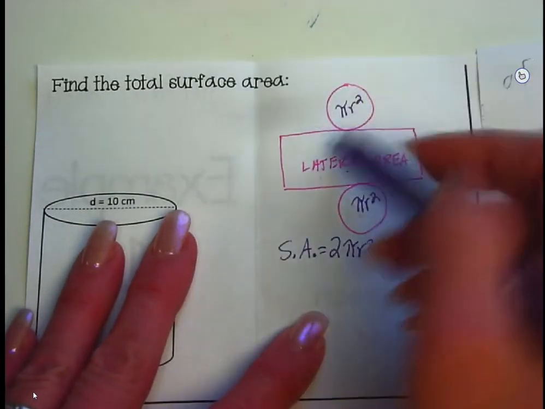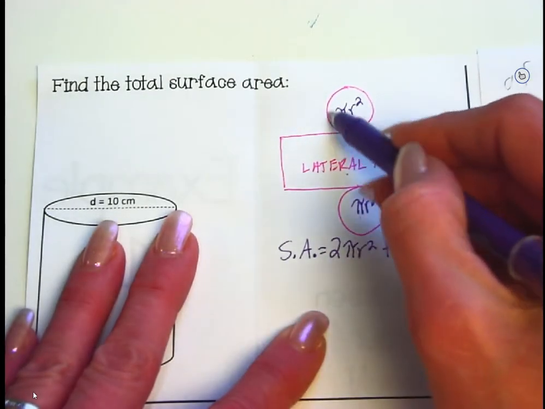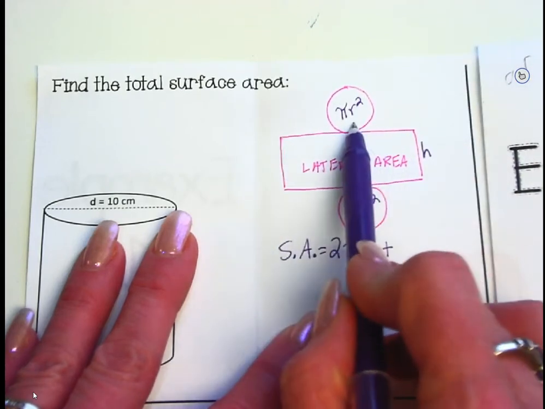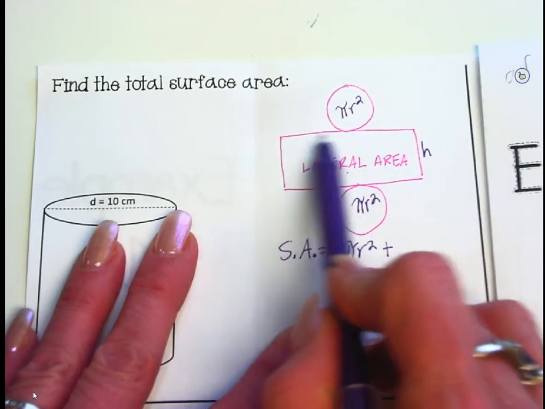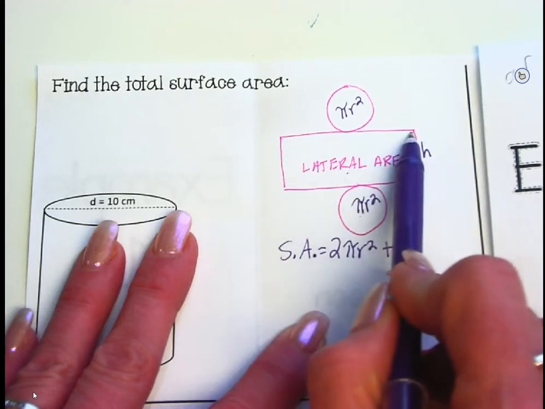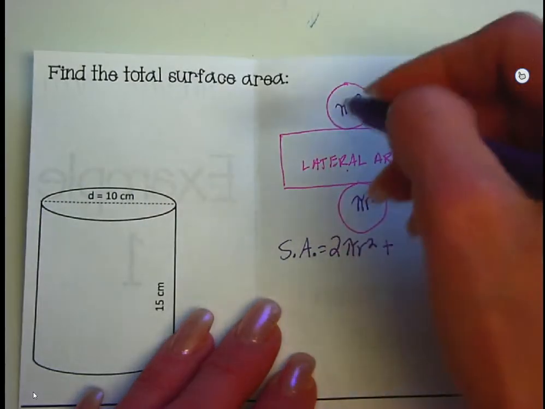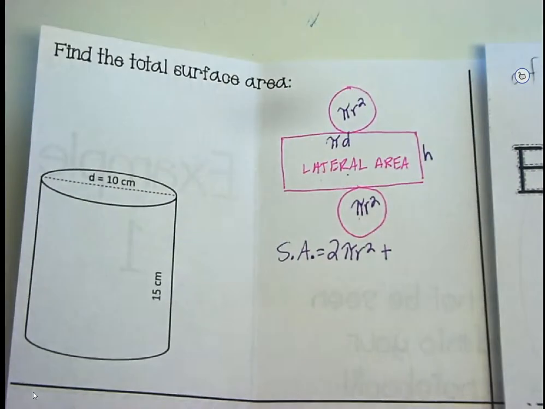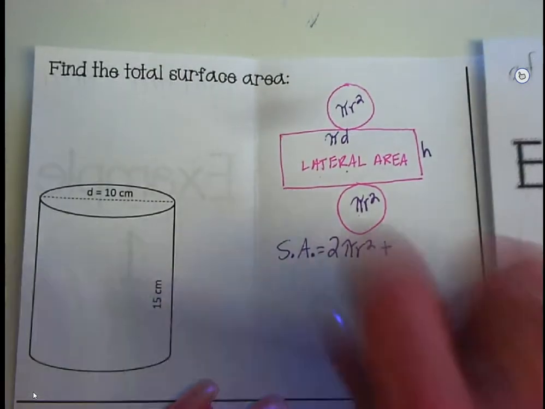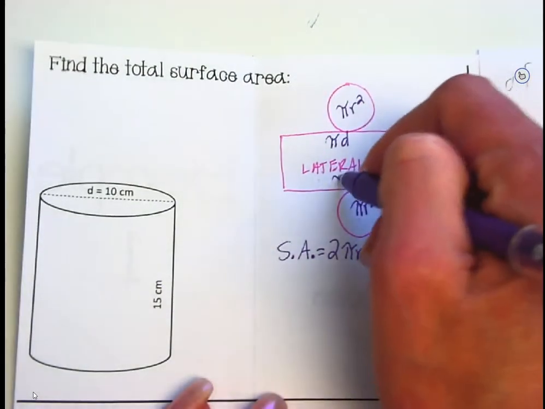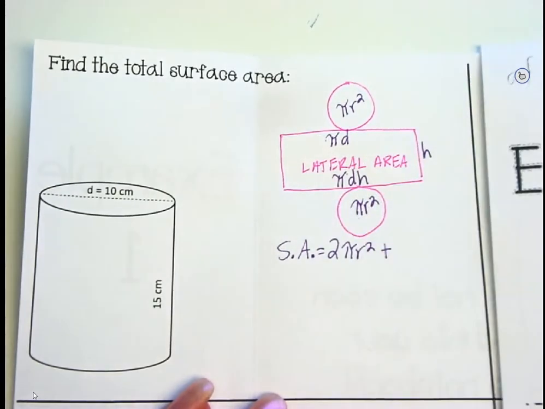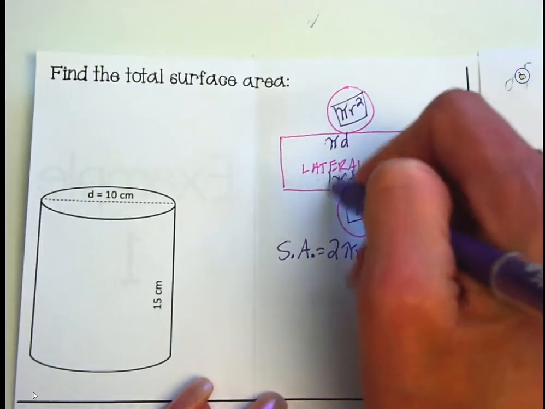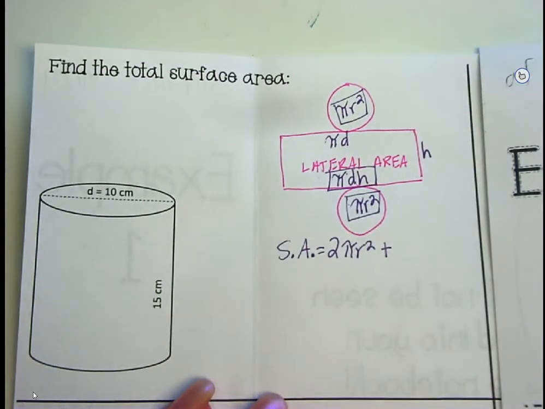So this here is the same as the what of the circle? The circumference, okay? So this is the same as the circumference of the circle. All I have to do is calculate the circumference of the circle to get the length of the lateral area. Circumference of a circle is pi times diameter. So the way we'd find the lateral area is pi times diameter times height. So we've got this part of the formula, we have two circles, and then we have pi times diameter times height.